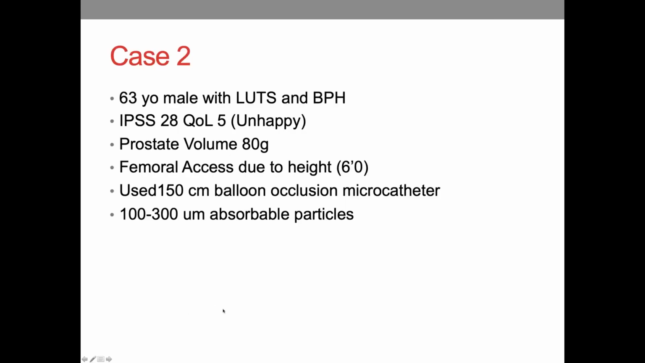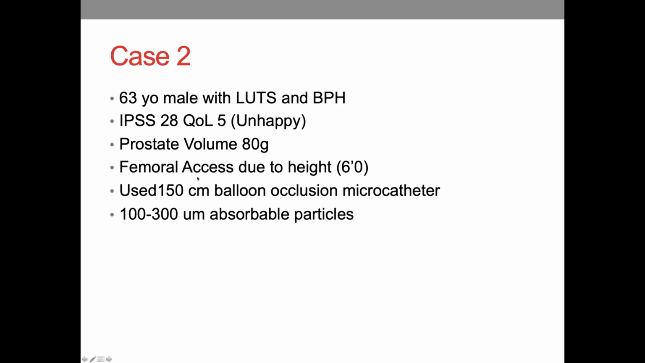All right, so that was case one. I'm going to move to case two now. This is just slightly different. So this is a similar history, a 63-year-old male, lower urinary tract symptoms. IPSS is what we use to grade the symptoms, and that's really bad, 28. He's got a large prostate, very large. Normal is 30, so this is more than twice normal.